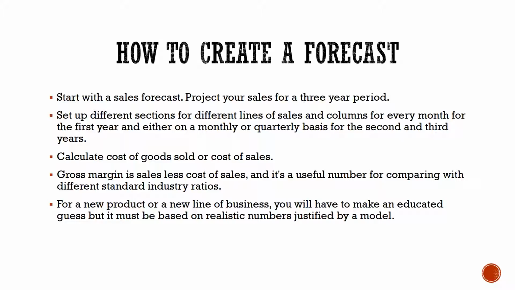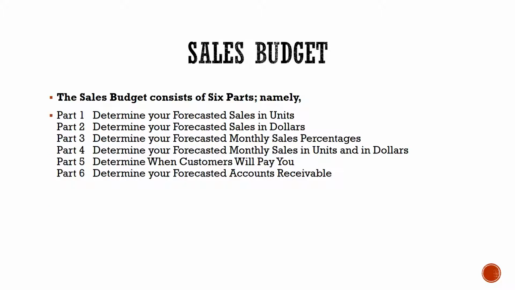How to create a forecast. Start with the sales forecast. Project your sales for a 3-year period. Set up different sections for different lines of sales and columns for every month for the first year, and either on a monthly or quarterly basis for the second and third years. Calculate cost of goods sold, or cost of sales. Gross margin is sales less cost of sales, and is a useful number for comparing with different standard industry ratios. For a new product or a new line of business, you will have to make an educated guess, but it must be based on realistic numbers justified by a model.